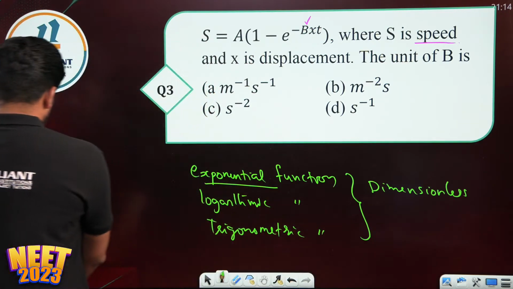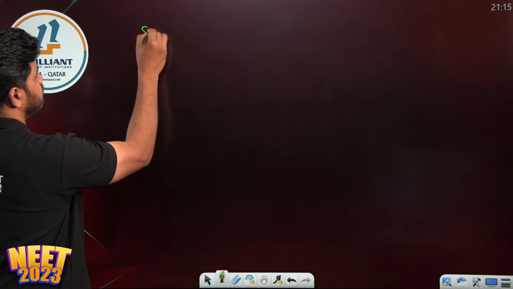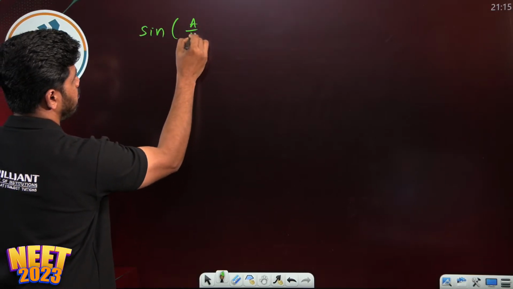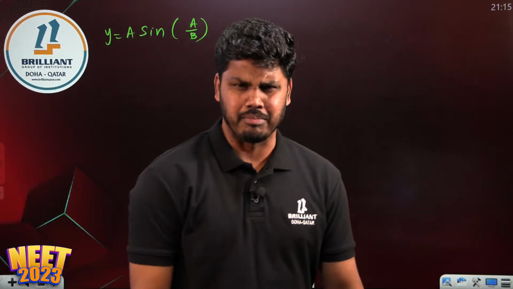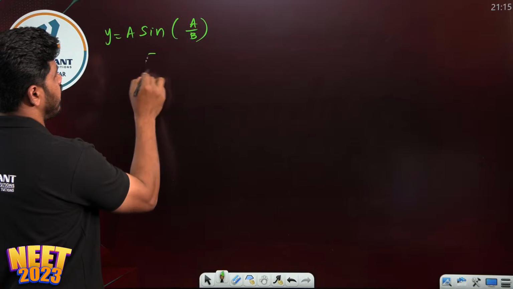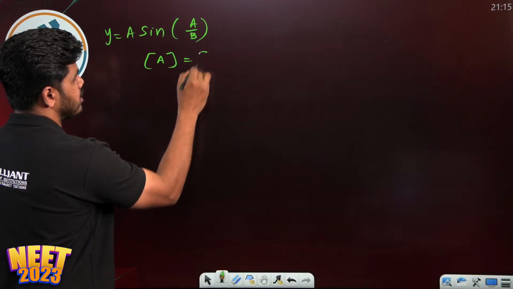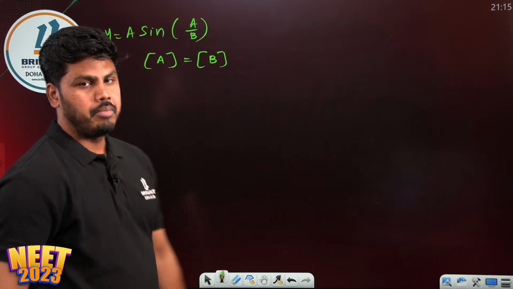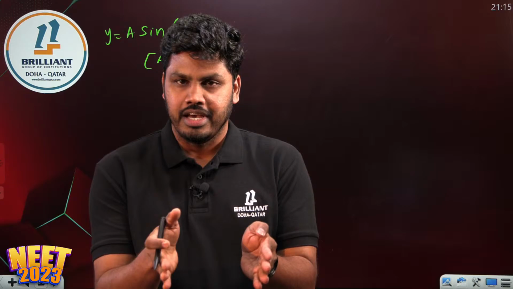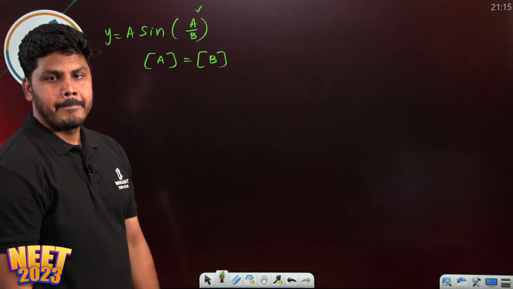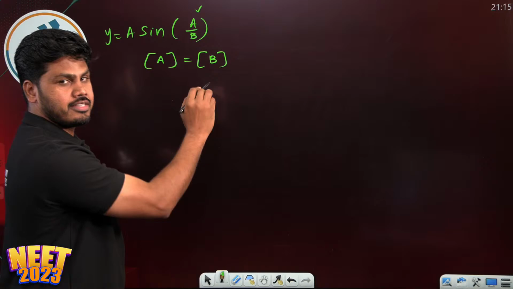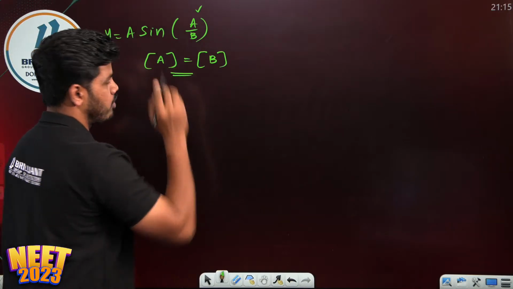See, for example, suppose y is equal to a sine a by b is given, a function, for example. What should be the dimension of a and b? Then the dimension of a should be equal to the dimension of b, because whatever comes as an argument of the sine function, the trigonometric function, should be an angle, a plane angle, right? Theta, and theta is dimensionless. Here, instead of theta, we got a by b. A by b will be dimensionless only if the dimension of a is equal to the dimension of b.